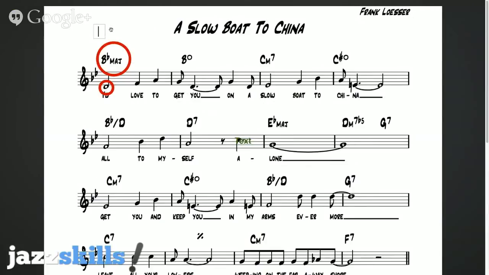What's the fifth of B flat? F. So we say F6 over B flat. Okay, and we want it so that D is the top note. So we've got to practice an F6. So D is the top note.